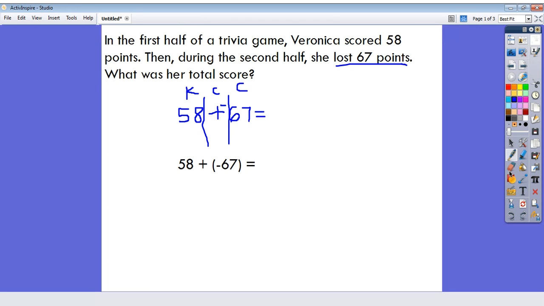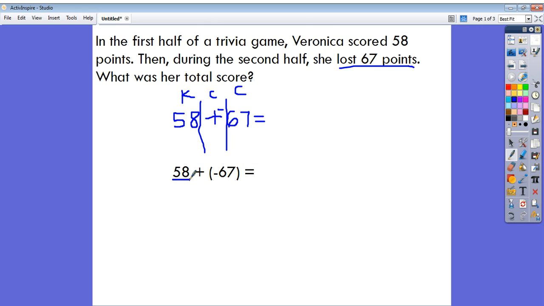Now I know when I'm adding and the signs are different, this one's positive, this one's negative, find the difference, which means subtract. So I'm going to do 67 minus 58. Ooh, that's a big 8. 67 minus 58 leaves me with 9.